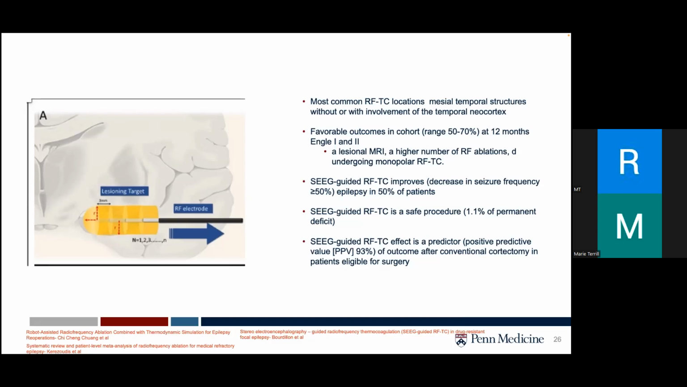SEEG-guided radiofrequency thermocoagulation is also known to show an improvement of nearly 50% reduction in seizure frequency. It's clearly been around since 2001. The pooled seizure freedom rates may be lower compared to surgical interventions, but the complication risks appear to be low. So some patients have shown a positive response; it's been known to be beneficial for patients with cortical malformations like nodular heterotopias and focal cortical dysplasias, but clearly further studies are needed to validate these.